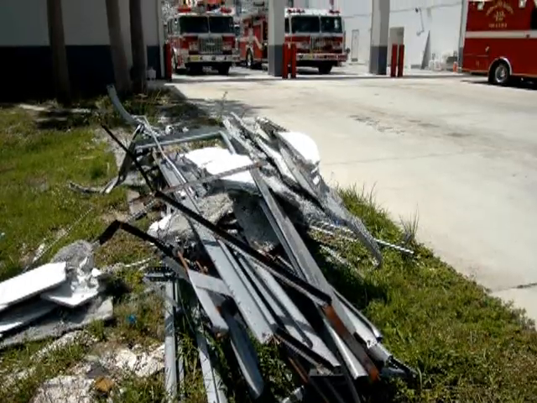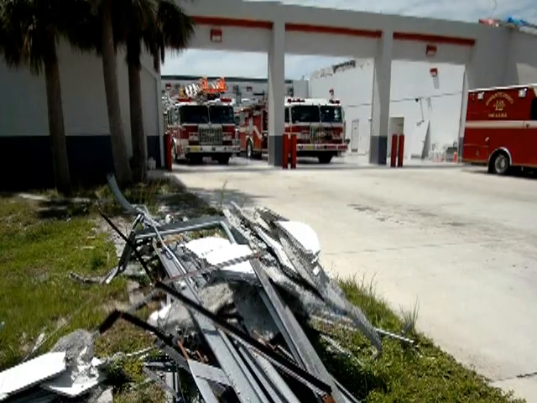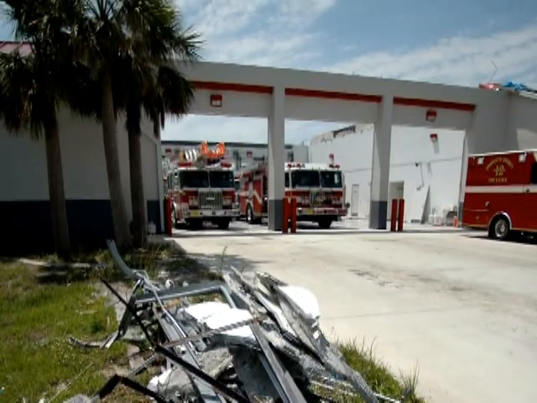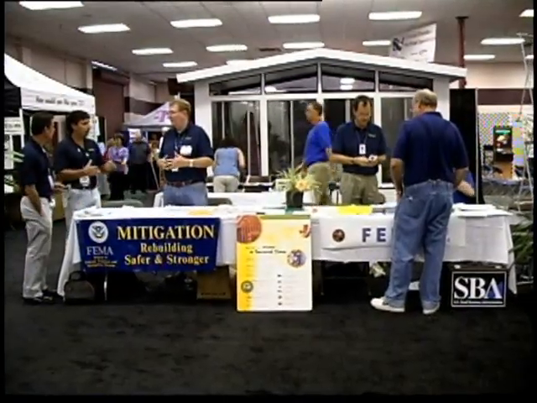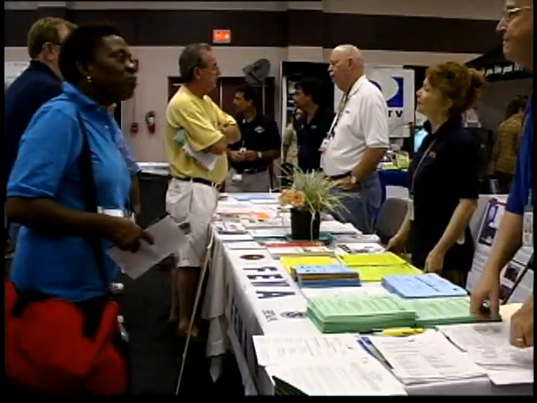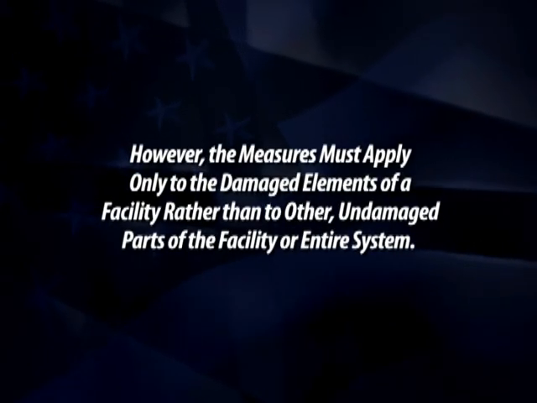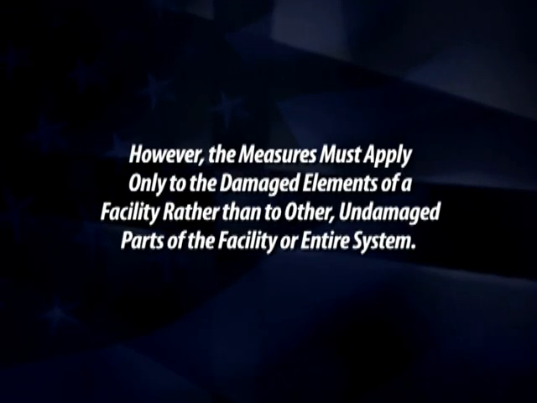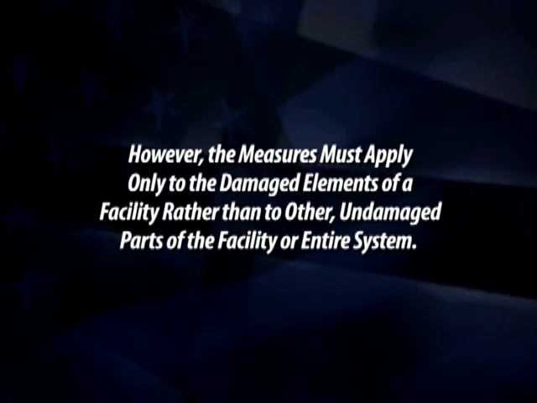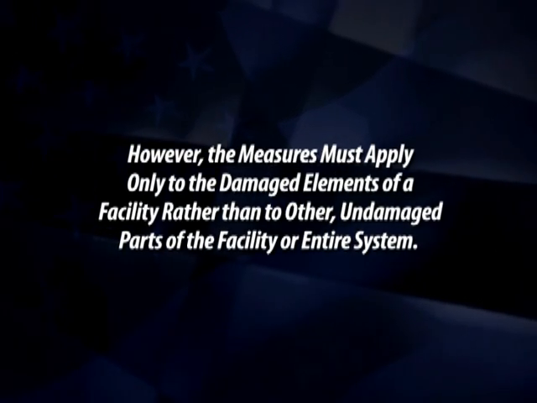When a public facility is damaged during a disaster, public assistance, or Section 406 of the Stafford Act, provides funding for cost-effective mitigation measures that would reduce or eliminate the threat of damage in future events. However, the measures must apply only to the damaged elements of a facility rather than to other undamaged parts of the facility or the entire system.